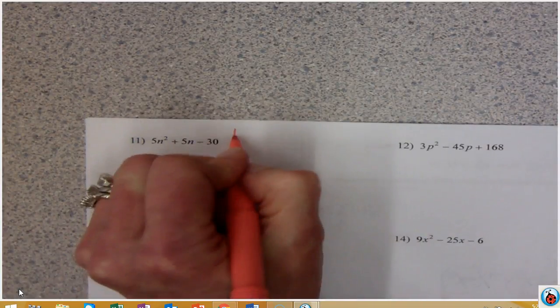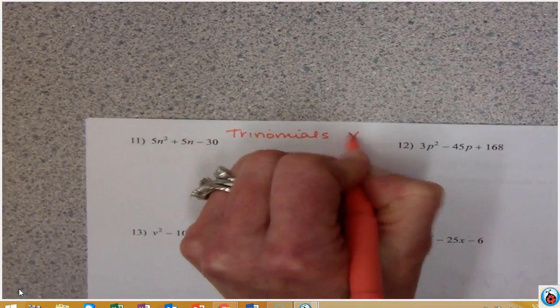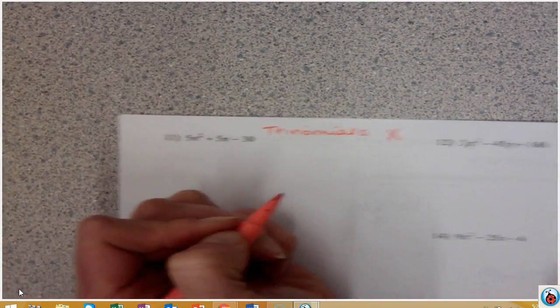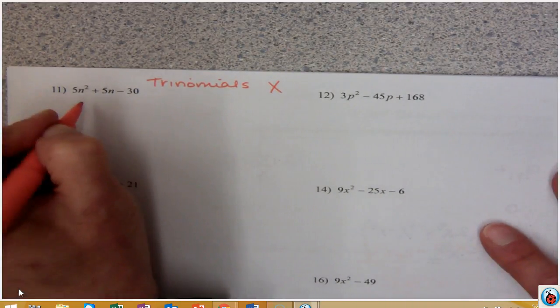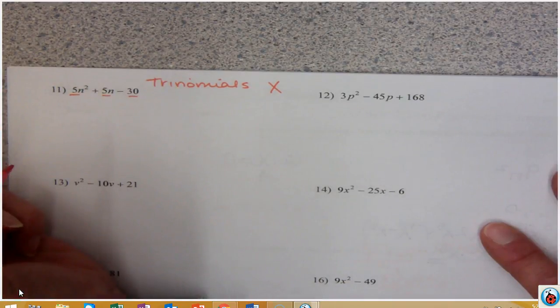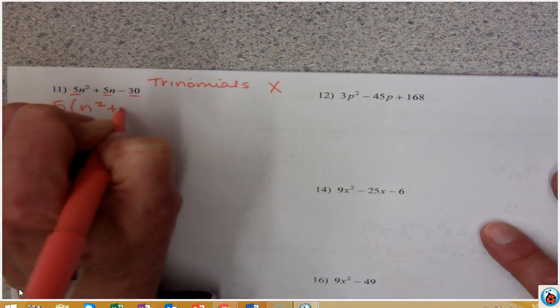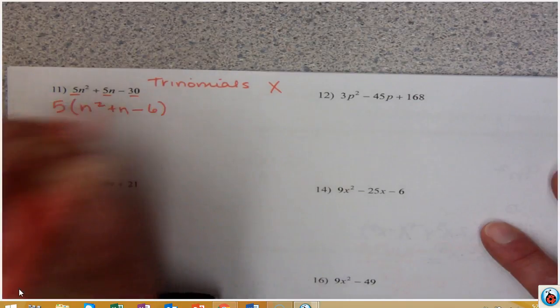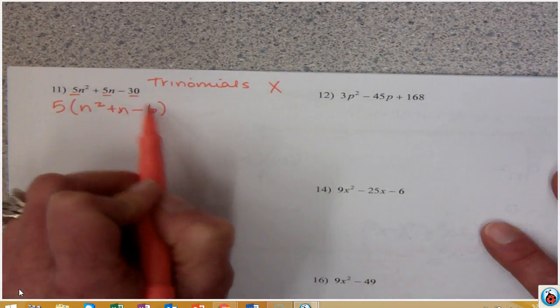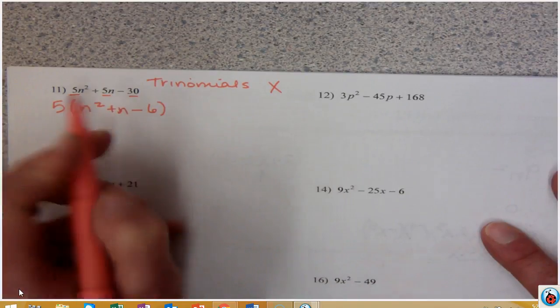Now these are trinomials, because they have 3 terms, and you're going to use your X method. You're always going to factor out your greatest common factor first. When I look here, I see that I've got a 5 in every term, so I'm going to factor out my 5 first, and I'm left with n squared plus n minus 6. Make sure when you do that, I don't bring down 30, because I've factored out the 5, so I need to bring down my 6 as opposed to the 30.